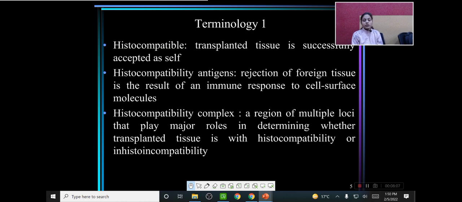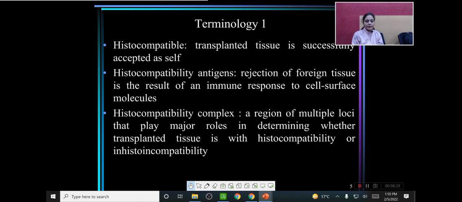Histocompatibility antigen rejection. Histocompatible means accepted, successfully accepted, right? It's okay for our body. Histocompatibility antigen means that rejection of foreign tissue is the result of an immune response to cell surface molecules.